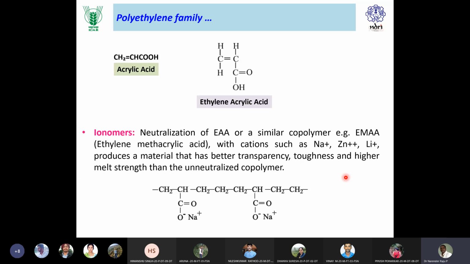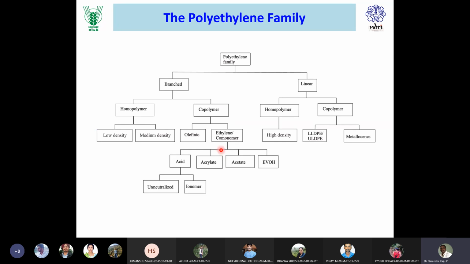Just one particular example. When one of the hydrogen atoms in the ethylene molecule is replaced with acrylic acid, for your understanding I have given the structure of acrylic acid here, you get ethylene acrylic acid. If you look at these polymer structures, acrylate is another important member of the polyethylene family, or in a bigger sense, a group of polyolefinic materials.